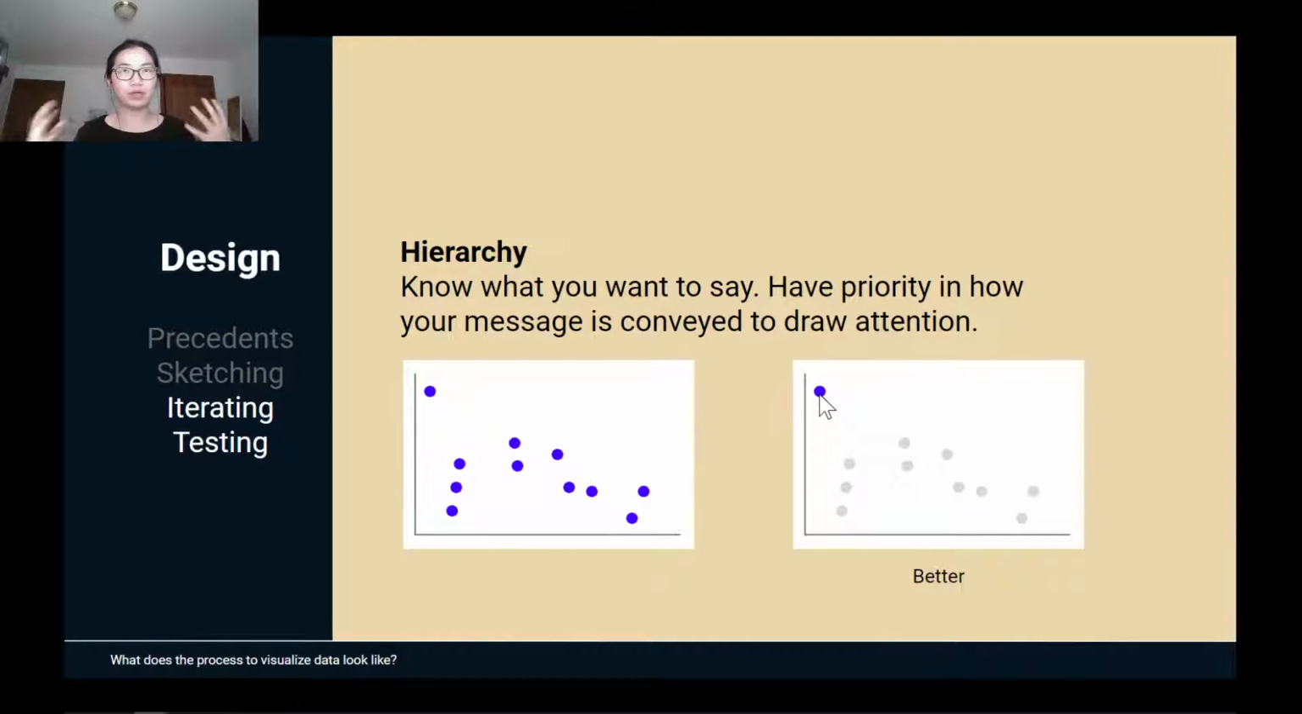as a person consuming data, it's hard to consume everything all at once, right? We have to look at one thing at a time. And so the way you develop your visualization and how you direct that is important when it comes to hierarchy. The hierarchy will help the viewer understand how to consume the information in what specific order.